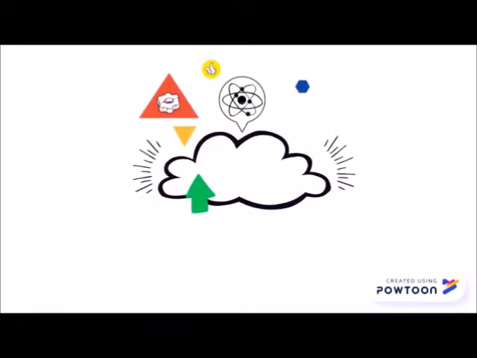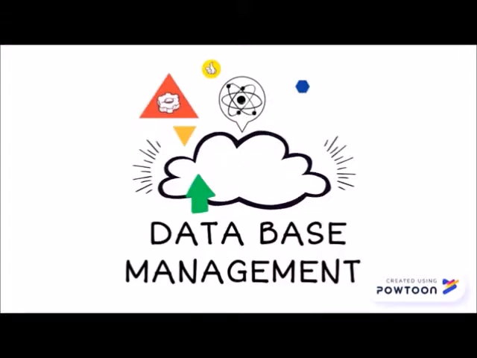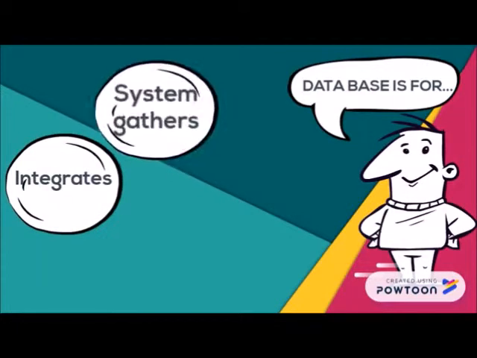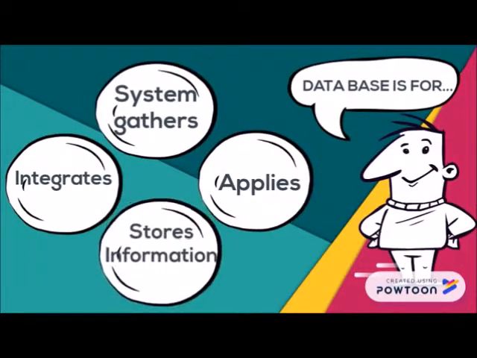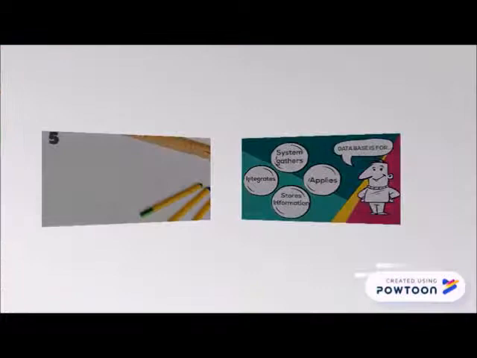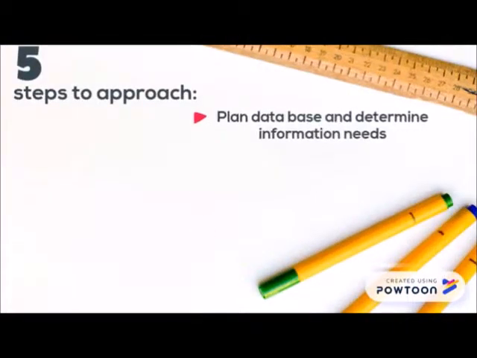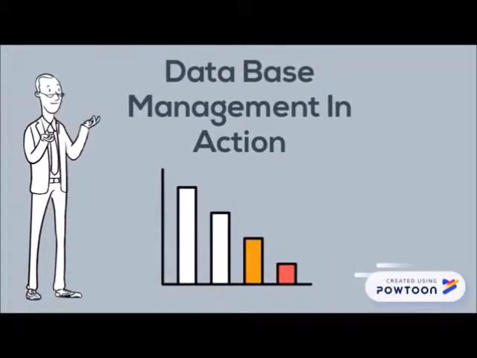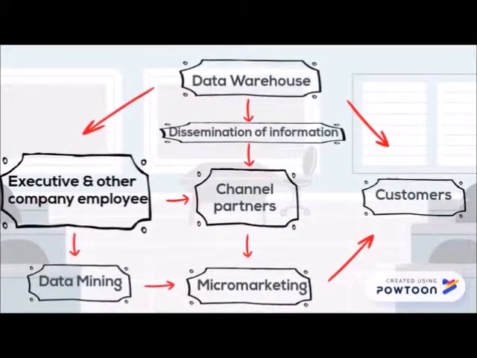Next, database management. A database is integrated; the system gathers, applies, and stores information. There are 5 steps to the approach to database management. Database management in action. As you can see, this is the flow of database management in action. It begins with the data warehouse.